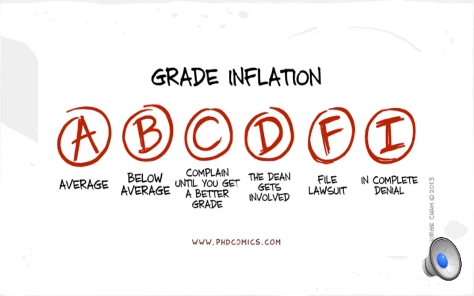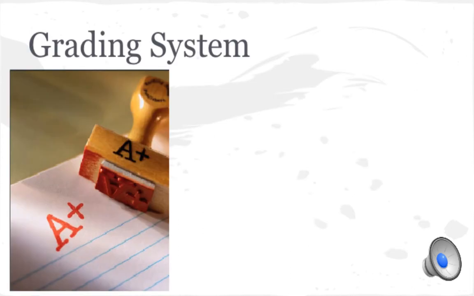Let's have a look at the grading system. As for background information, there are 5 ranges for grades: A, B, C, D, F. When you calculate GPA, A is worth 4 points, B is 3, C is 2, D is 1, F is 0.